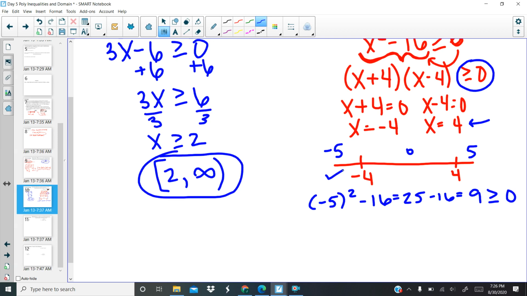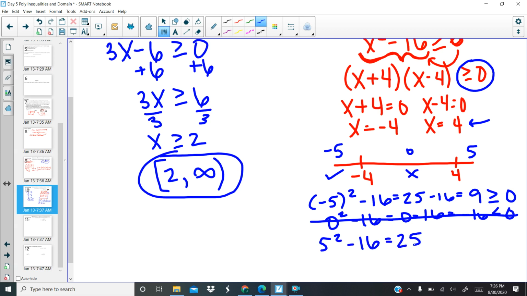Then next I'm going to plug in the 0. So 0 squared minus 16 is just 0 minus 16, which equals -16, which is less than 0, so that one does not work. We're not going to use that interval in our domain. The last one is 5 squared minus 16, which is 25 minus 16, which is also 9, which is greater than 0. So we do want to use that one.